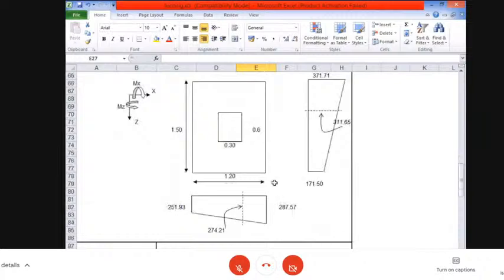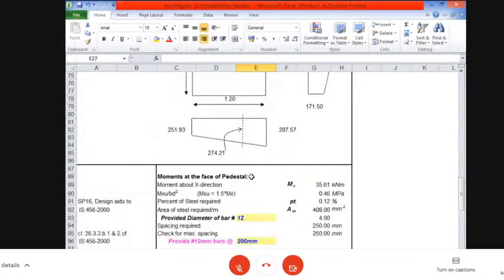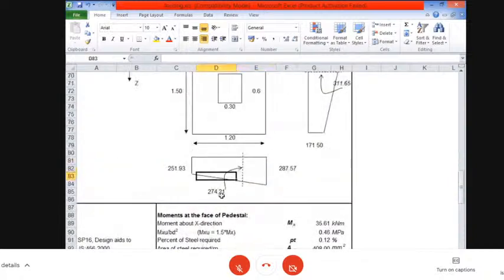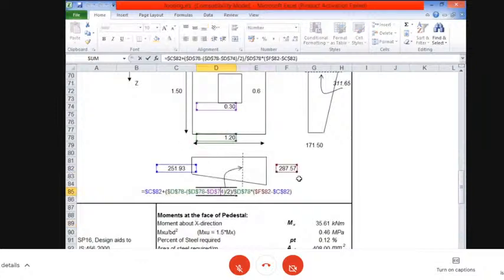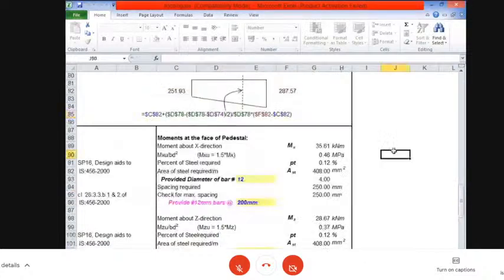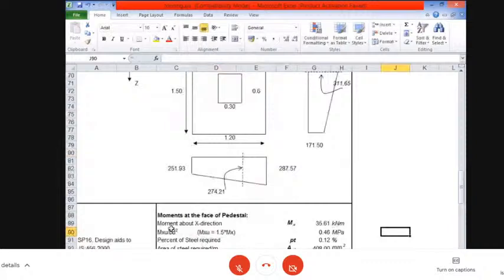Similarly, in this X direction also, at the edge of the column, you have to calculate the pressure. So you are calculating this X direction as 311 and Y direction as 274. That pressure you have to calculate. That also you can do in the Excel sheet. So the interpolation formula also you can give as a formula. Then the next case is, once you have calculated your pressure, you are going to calculate your moment.